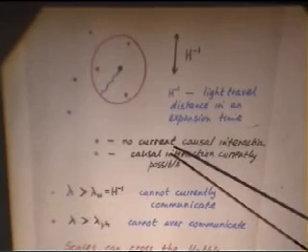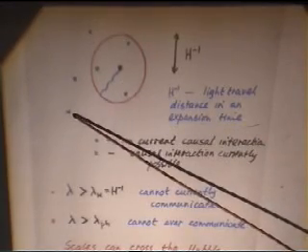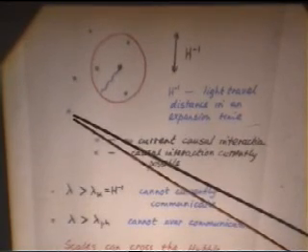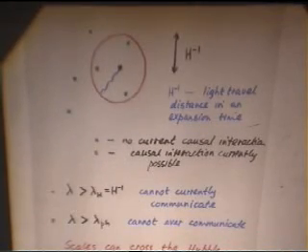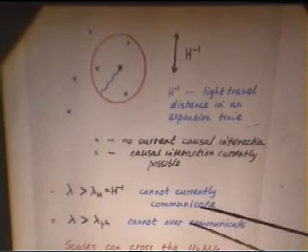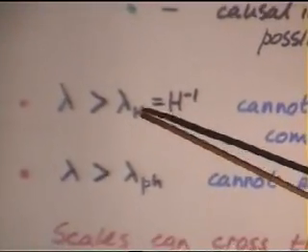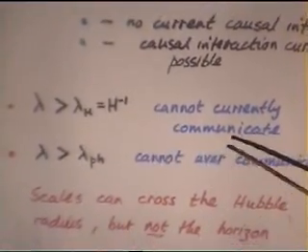And it's important that I'm talking about current causal interaction. This doesn't mean that I could never have communicated with that particle. It may be that in the past of the universe, when things were different, I did have contact with that particle. And in fact, this is exactly how we resolve the horizon problem or the isotropy problem. So to summarize, I've said here, if a distance or a scale is greater than the Hubble radius, then there's no communication possible between the center of the sphere and the other end of that scale at that time.